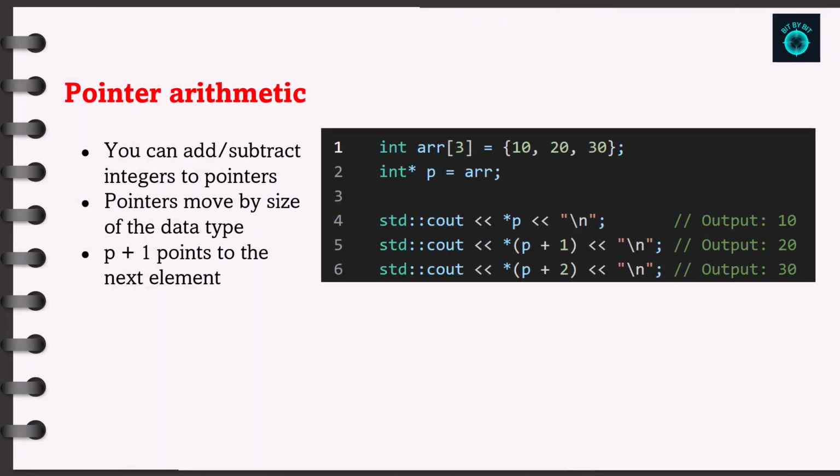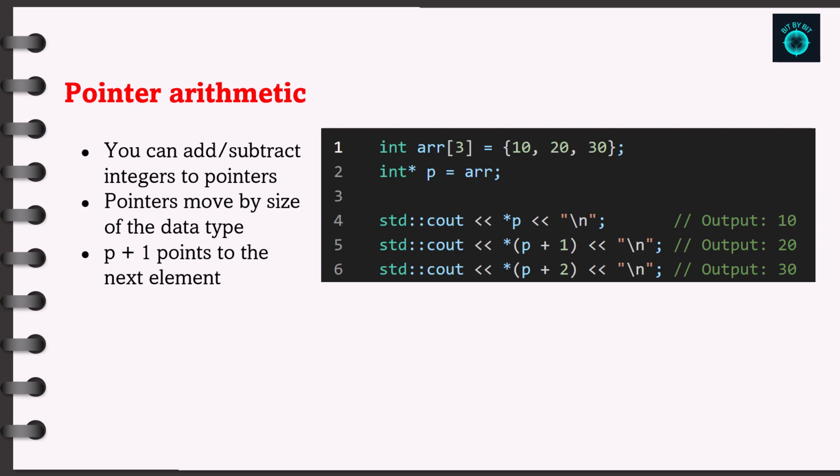Pointer arithmetic. In C++, pointers support arithmetic. That means you can use plus and minus to move across memory locations. For example, if you add 1 to a pointer to integer, it moves to the next integer, not just by 1 byte, but by the size of an integer. This is important. Pointer arithmetic respects the data type size.